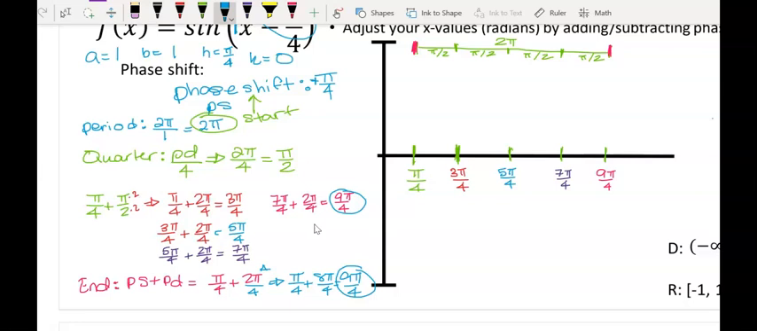If these did not match, that's one way to catch a mistake when you're adding that quarter period to all of these. It is common to make mistakes there. So I highly, highly recommend doing that one last step just to check yourself and catch some simple mistakes. Okay, so now we've labeled our x-axis.